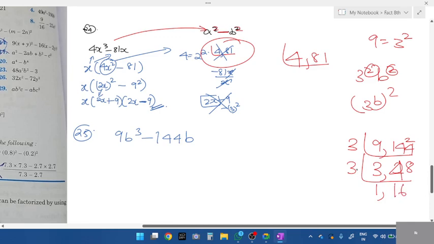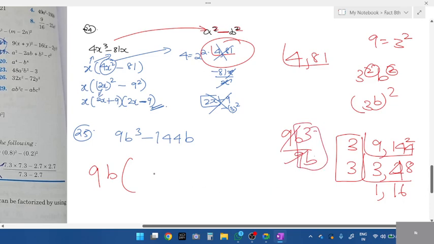That's it, right? Are we getting 16? So what is the common factor, students? 3 threes are 9. And B is common. Yeah, I forgot this. B is common. Then when you divide this, take 9B cube divided by 9B. 3 minus 1. How much is 3 minus 1? B square. Minus. Take the next one. Minus 144B divided by 9B. B and B get cancelled. How many times does 9 go in 144?